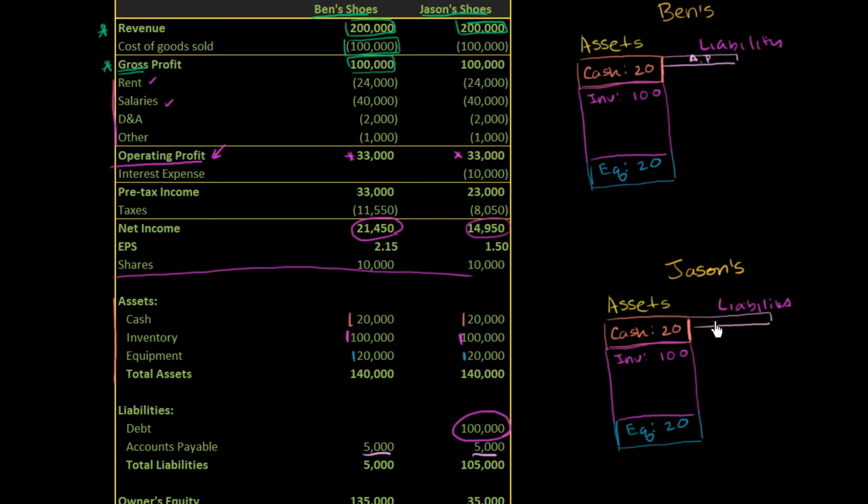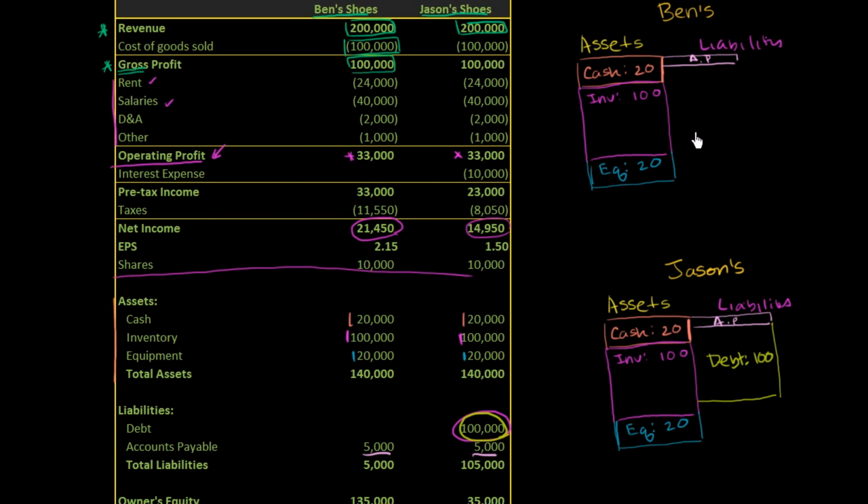Now, where they really diverge, this is the same amount, $5,000. It should be about 1/4 of this side. It's not exact the way I've drawn it. But where they really diverge is that Jason over here has $100,000 in debt, and Ben has no debt. So in his liabilities, he also has $100,000. This is the debt right over here, $100,000. And Ben doesn't have it.